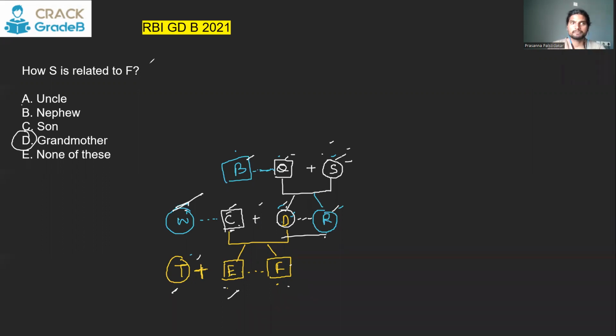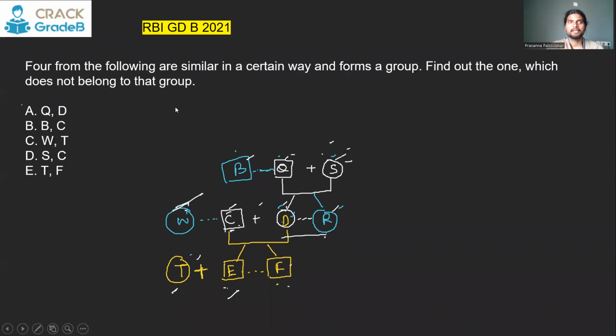Let's see the next question. 4 of the following are similar in a certain way and form a group. Find out the one which does not belong to that group. QD. Q is the father of D. BC. B is an uncle. It's not even an uncle. It's husband's uncle, wife's uncle. WT. Again, not related. SC. TF. T and F.